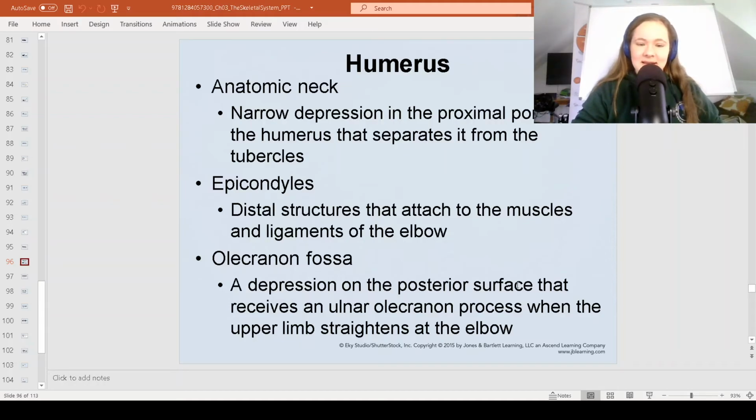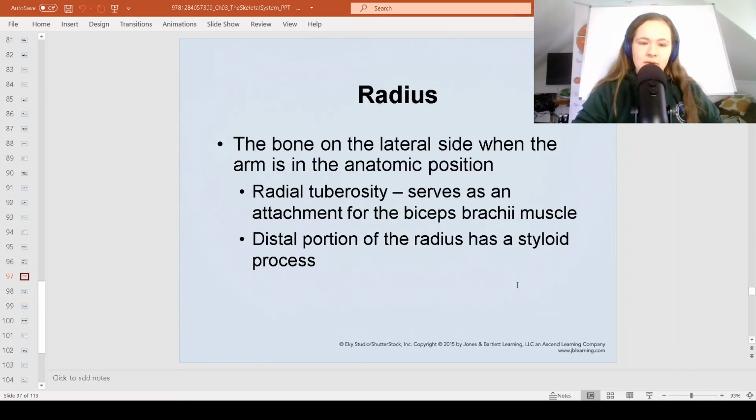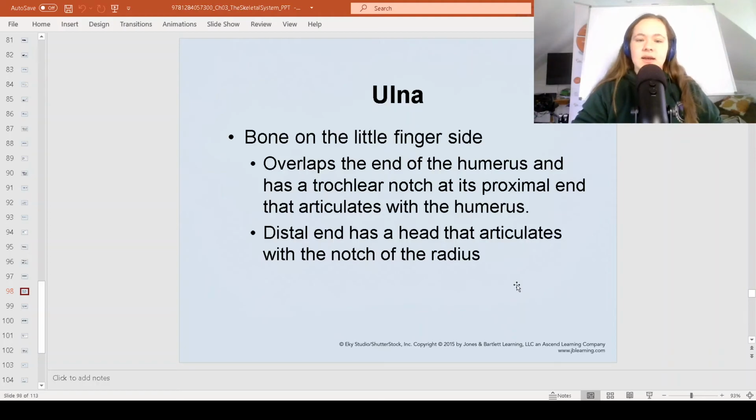Olecranon fossa, a depression in the posterior surface that receives the ulnar olecranon process when the upper limb straightens at the elbow. Radius, the bone on the lateral side when the arm is in the anatomic position. Radial tuberosity, which serves as an attachment for the biceps brachii muscle, and the distal portion of the radius has a styloid process.